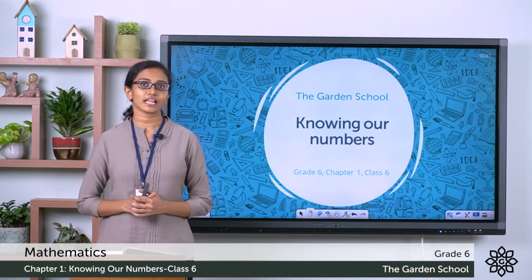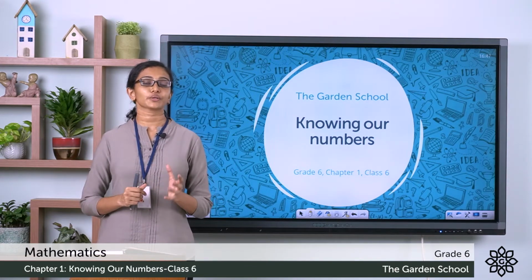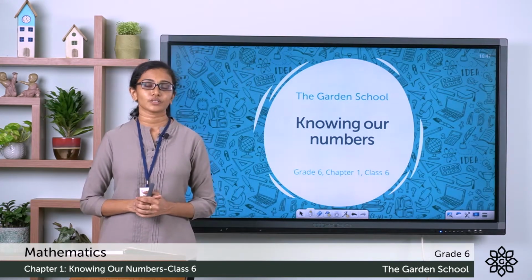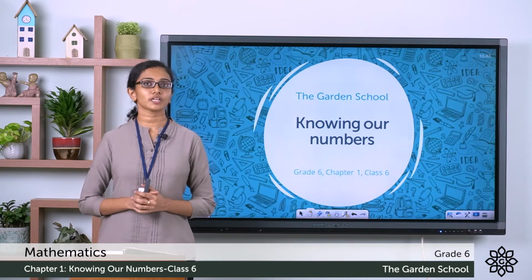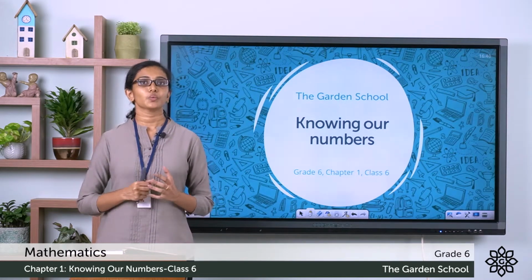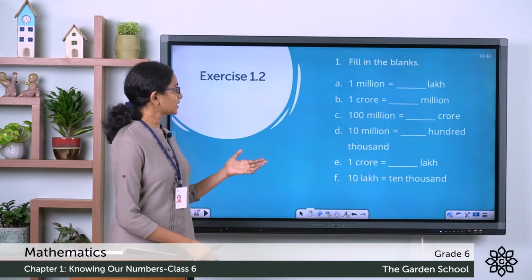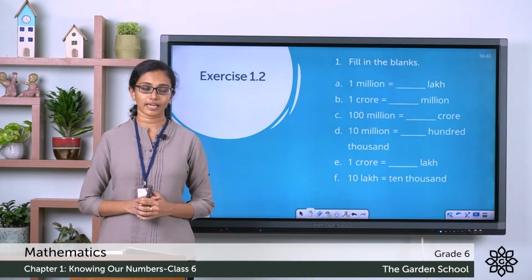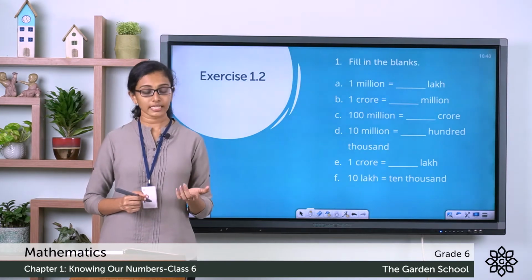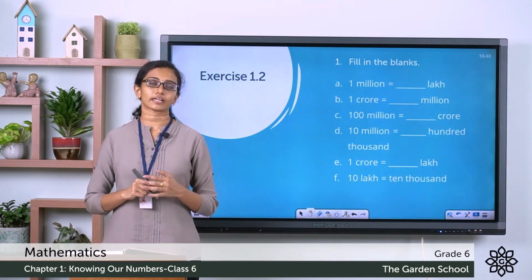So today in this class, we are going to discuss the questions from exercise 1.2, which is on page number 6 of your textbook. I hope you all have submitted your assignments from the previous classes. So we'll move on to the questions. The first question, fill in the blanks. Here, let me read the first question to you. 1 million is equal to dash lakh.